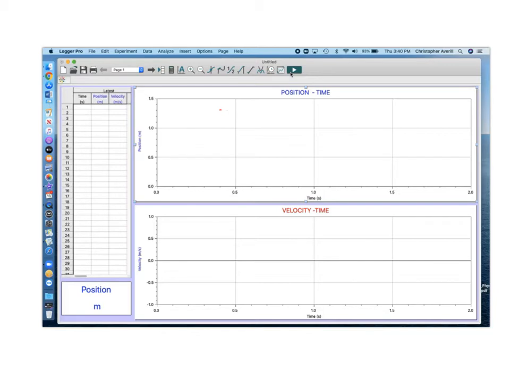The next thing that we want to explore is what happens when we move our box starting at a high position and we move it down towards our motion detector. We understand that the position time graph is going to go down and it's going to have a negative slope. Our question is what's going to happen to our velocity time graph here? So let's go ahead and try that out and see.